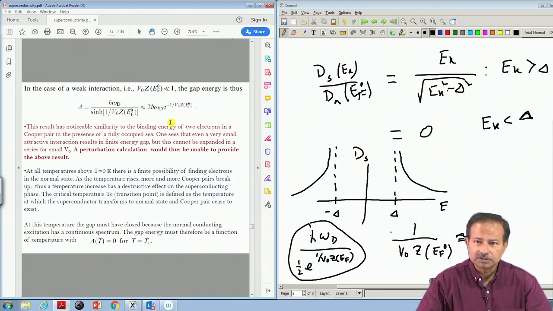So, the physics more or less survives, but the physics is very different in the sense that this is a many body situation. That was just a two particle problem. So, that distinction you should make.